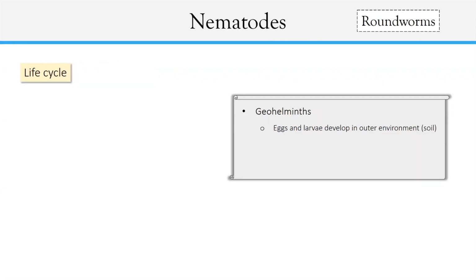They may be geohelminths, meaning that eggs and larvae develop in the external environment, for example in the soil, or they may be biohelminths, meaning that development occurs with alternation of hosts, where some organisms will be intermediate hosts and other organisms will be definitive hosts. However, there is at least one tricky parasite for which intermediate host and definitive host can be represented by the same organism.